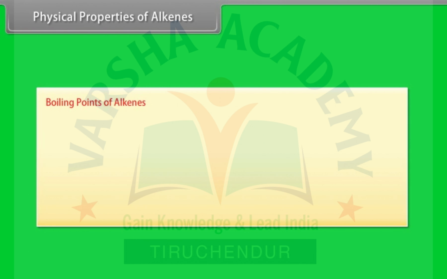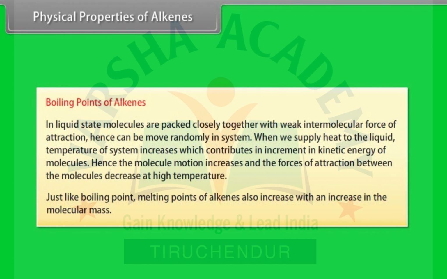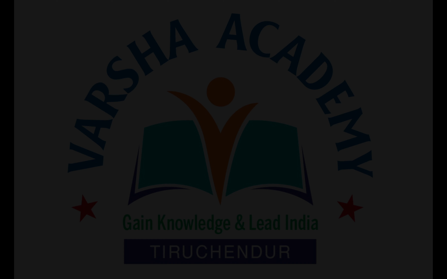Boiling points of alkenes. In the liquid state, molecules are packed closely together with weak intermolecular forces of attraction, hence they can move randomly in the system. When we supply heat to the liquid, the temperature of the system increases, which increases the kinetic energy of the molecules. Hence, the molecular motion increases and the forces of attraction between the molecules decrease at high temperature. Just like boiling point, the melting points of alkenes also increase with an increase in molecular mass.